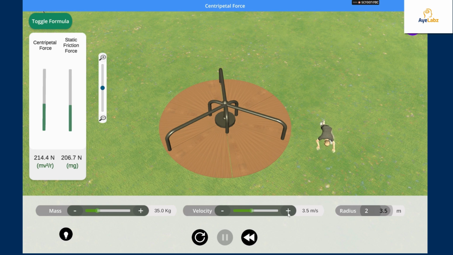As a conclusion, the more the speed increases, the harder the merry-go-round pulls you inward, and the larger the mass, the greater the force required to maintain the circular path. I request you to try increasing the speed using this velocity slider and adjusting the mass of the person using the slider, and also feel free to change the radius of the circle.